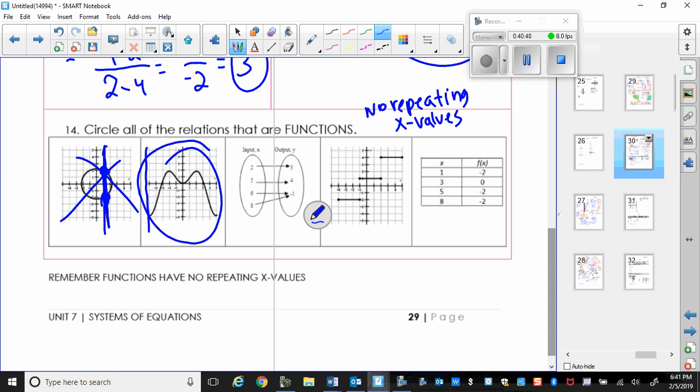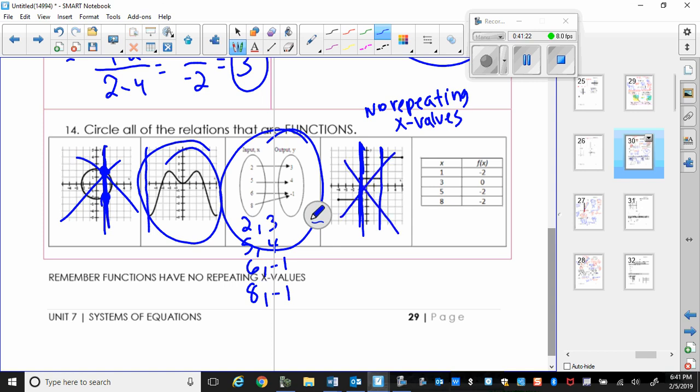All right, now look at inputs and outputs for the next chart. Are there repeating x values? I have 2 paired to 3, 5 paired to 4, 6 paired to -1, and 8 paired to -1. Okay, so this is a function. I'm going to circle it. Right? Now, look at the next one. If I have a vertical line, does it go through more than 2 points? Yes, it does. It does here, and it does right here. So this is not a function. I put a big X through it. Look at the last one. Are there any repeating x values? No, there are not. So this is a function.